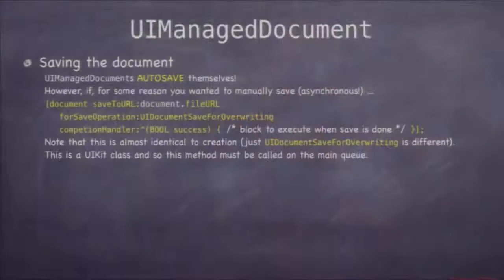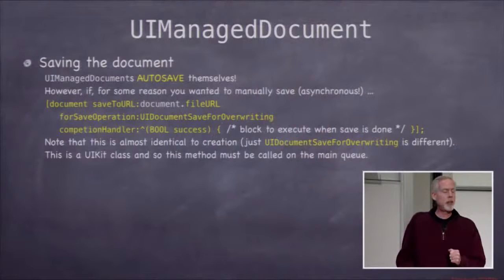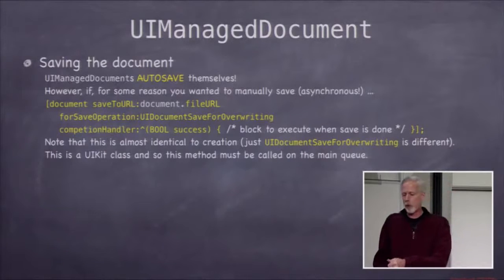Now, before we dive into what we're going to do with that NSManagedObjectContext, a couple more things about UIManagedDocument. One is that it is auto-saved. Okay? You do not have to save it. And you can save it using this method you see here, but generally we don't. We let it auto-save. The way we save it is with the same method we used before, but we say UIDocumentSaveForOverwriting. But generally, we don't call this method. We let it auto-save. Okay, so that's an important thing to understand.